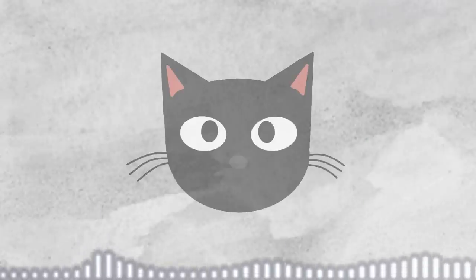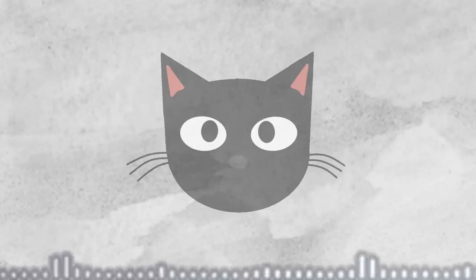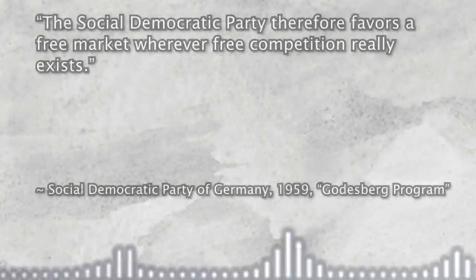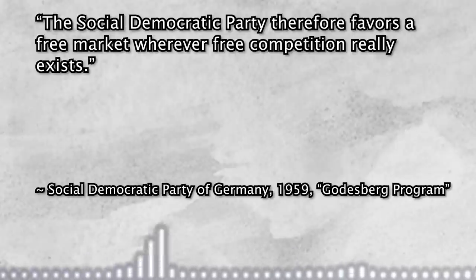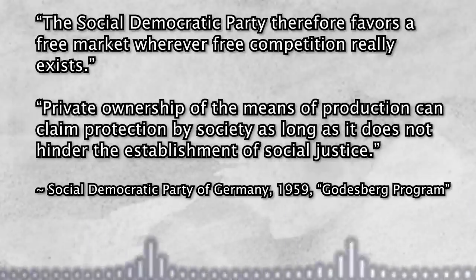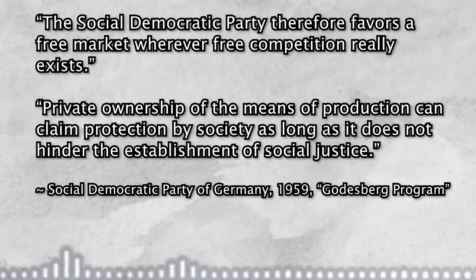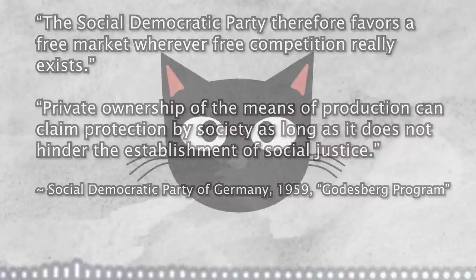Then in 1959, even the pretense of trying to create socialism was tossed out the window when they adopted a new party platform. I'll read you a quote from that platform so you can hear it for yourself. "The Social Democratic Party, therefore, favors a free market wherever free competition really exists." And here's another quote. "Private ownership of the means of production can claim protection by society as long as it does not hinder the establishment of social justice." I could go on, but you get the idea.